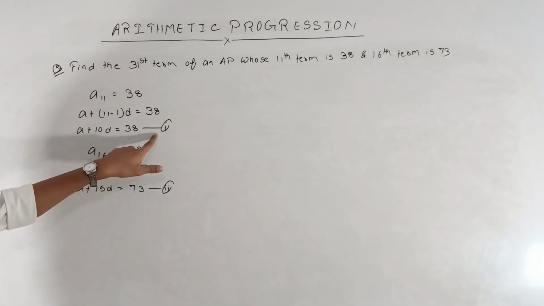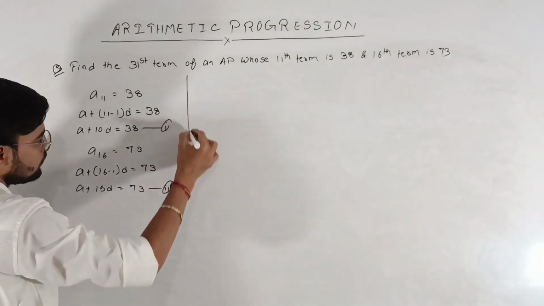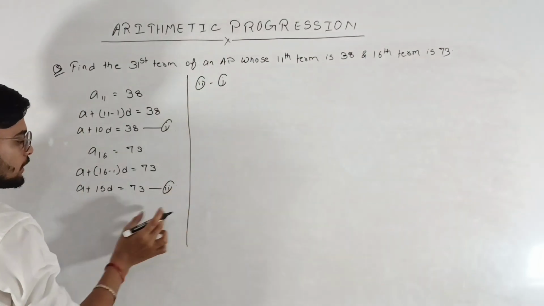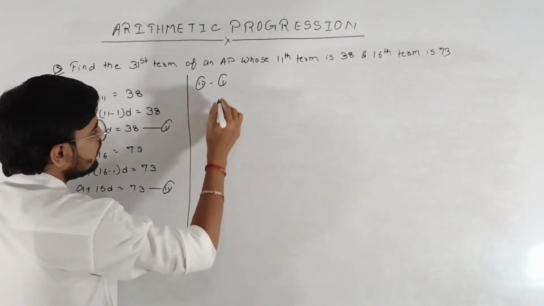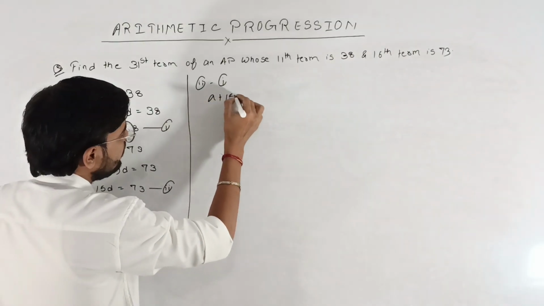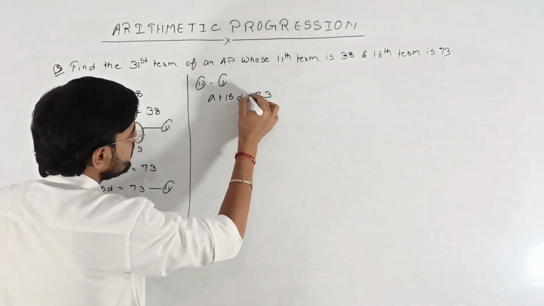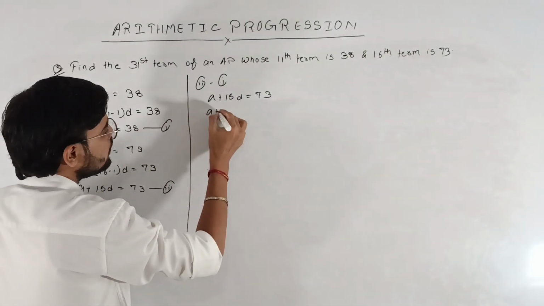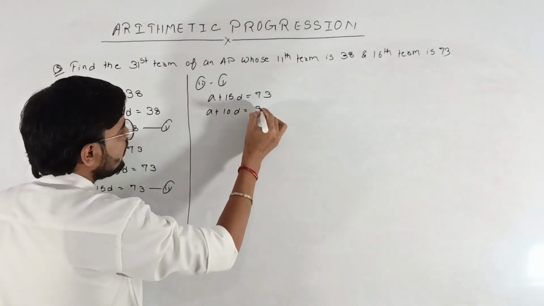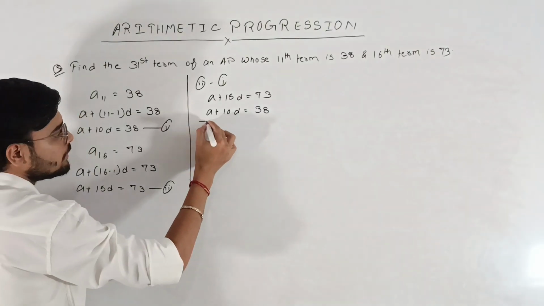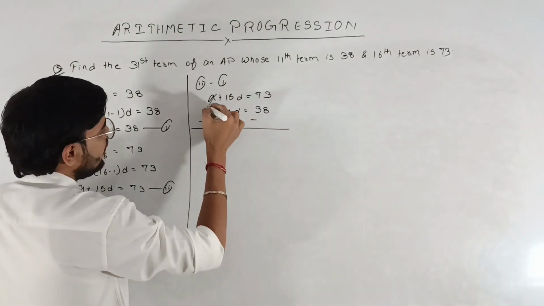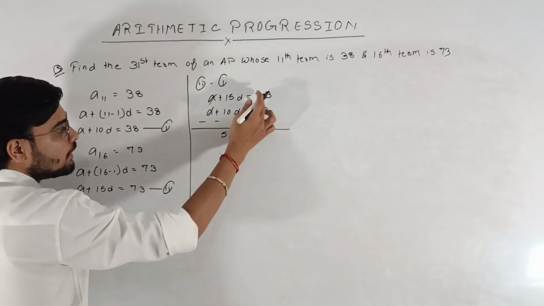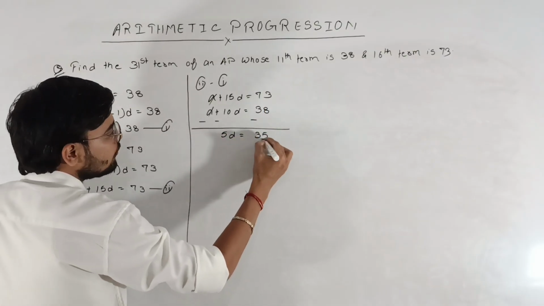Now subtract equation first from equation second. So I write here equation 2 minus 1. Equation 2 is a plus 15d is equal to 73, this is my equation second. And first is a plus 10d is equal to 38. Now for subtraction, first we change the sign. Then a is cancelled. 15 minus 10 is 5d is equal to 73 minus 38 is 35.